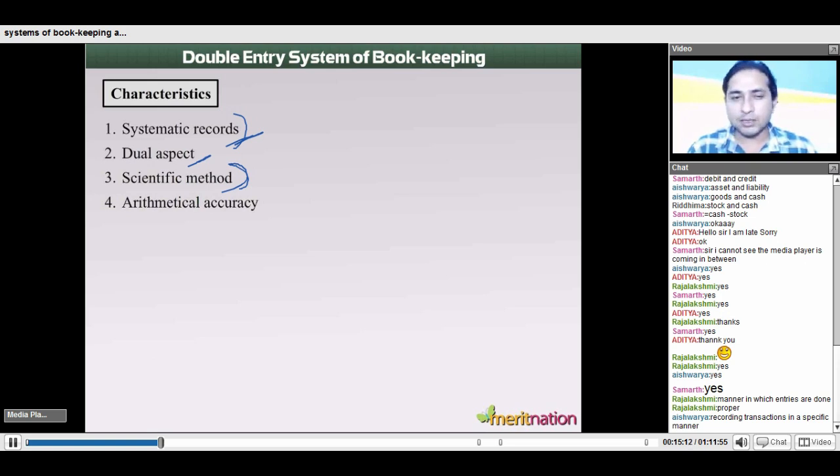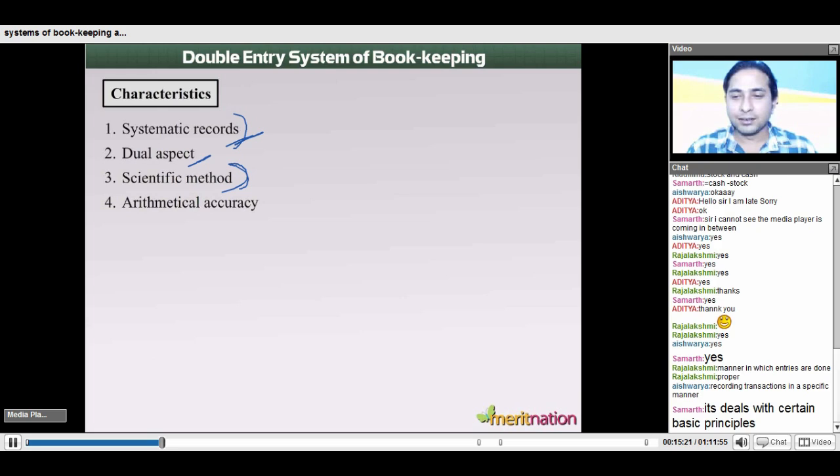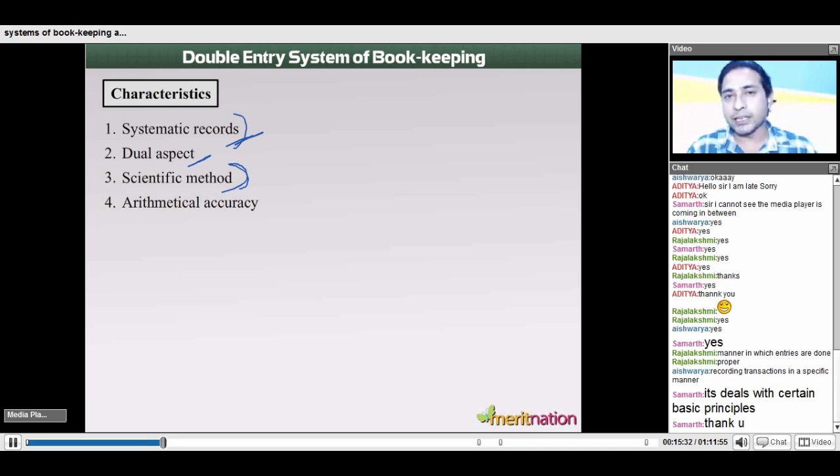Something related to formulas, something related to principles. I'm giving the hints. Come on, think of it. It deals with certain basic principles. Exactly. Bingo. Samarth, very good. Since what we are doing in the double entry system is recording as per the principles. We have a set rule of principles, and that is why we regard this as a scientific method. Great. Good. And what exactly do we mean by arithmetical accuracy?